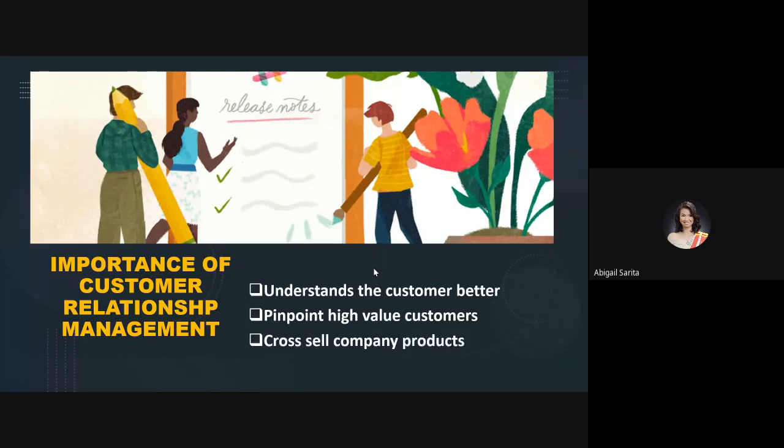Next is cross-sell company products. So, for example, si Mr. Lim, client nyo na siya, close nyo na siya, meron na kayong na-build na rapport or na-build na relationships with him. So, si Mr. Lim, owner siya ng isang school or ng isang university.